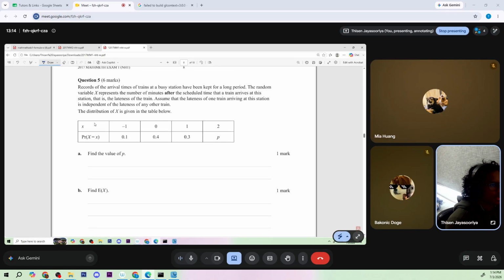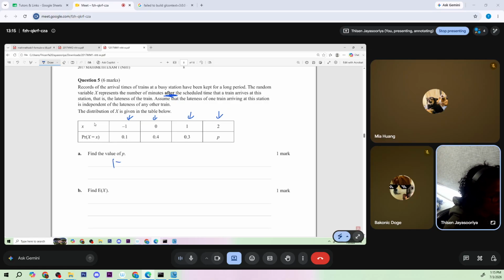Here it says records of the arrival times of the buses. This represents minutes after, right? The random variable x represents the number of minutes after the scheduled time that the train arrives at the station. So here, this means that it arrives on time. This means it arrives 1 minute late. This means it arrives 2 minutes late. This means it arrives 1 minute early. Yeah? And so here's our probability distribution.